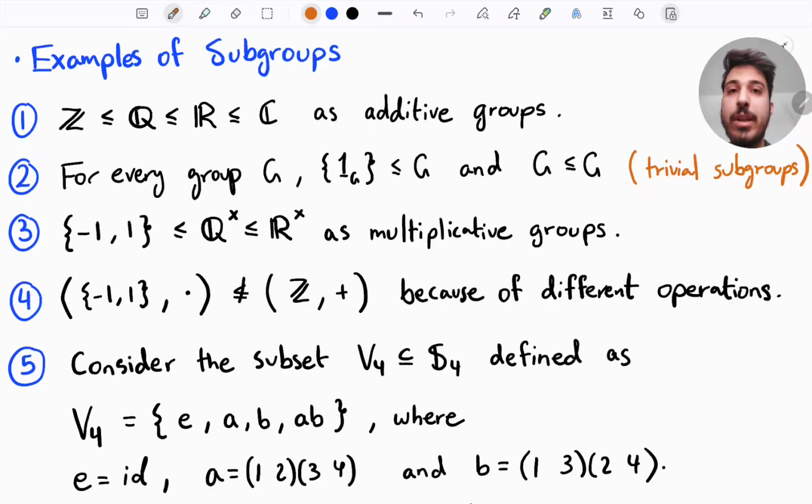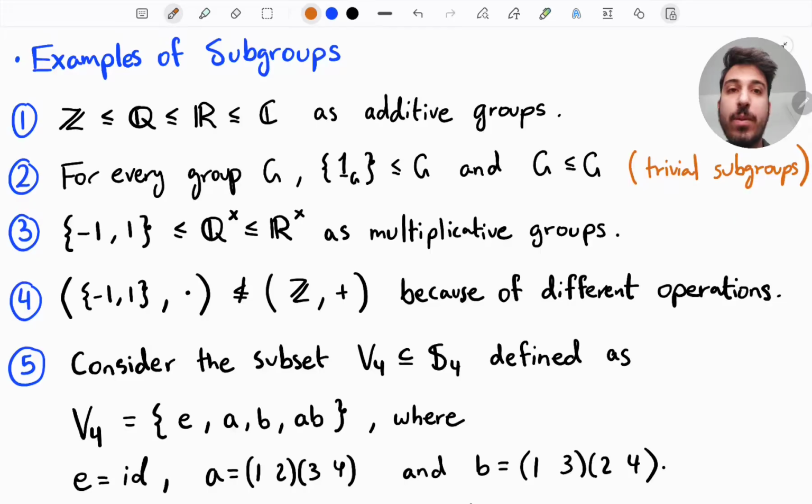And the largest subgroup that could be in G is G itself, because we know that G is a group. So it is considered as a subgroup of itself. These are called the trivial subgroups because any group G contains these two subgroups. Thirdly, we have that the multiplicative groups, so the groups with the operation multiplication, we have that minus 1, 1 containing the identity, the multiplicative identity 1, is a subgroup of Q star, all the non-zero rational numbers, which is in turn a subgroup of R star, the non-zero real numbers.